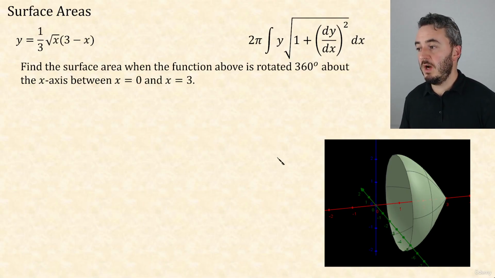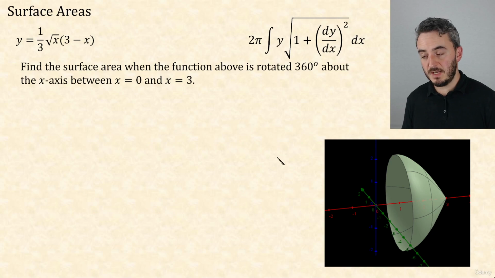So y equals a third root x times 3 minus x. Find the surface area when the function above is rotated 360 degrees about the x-axis between x equals 0 and 3. So here's that shape. Looks really nice, I think.